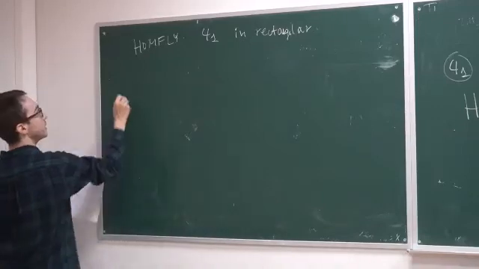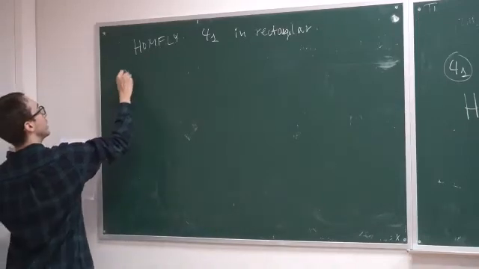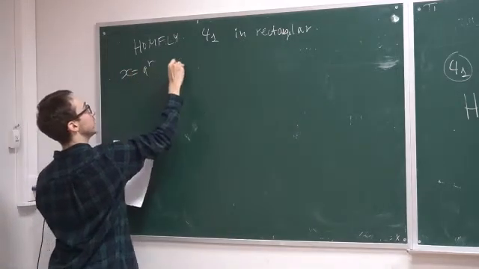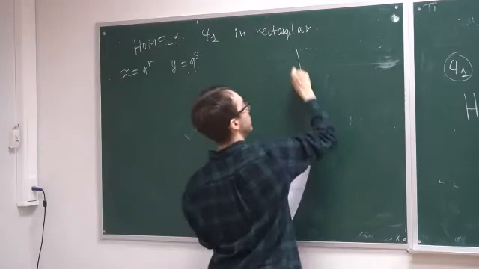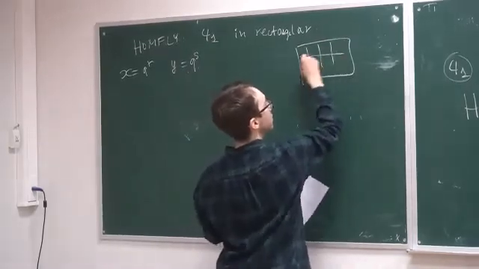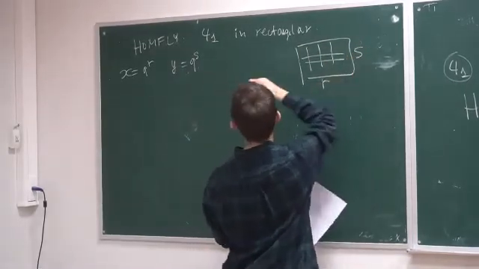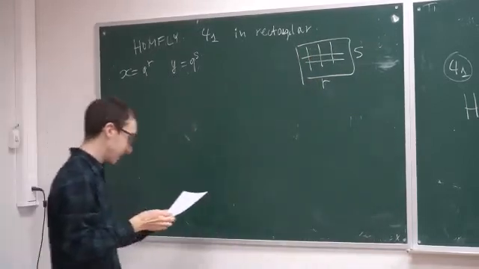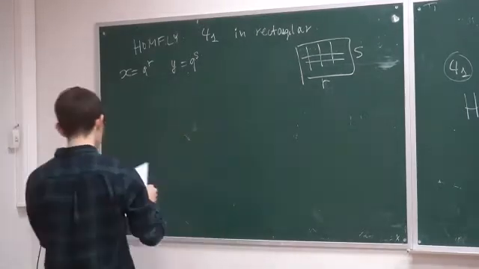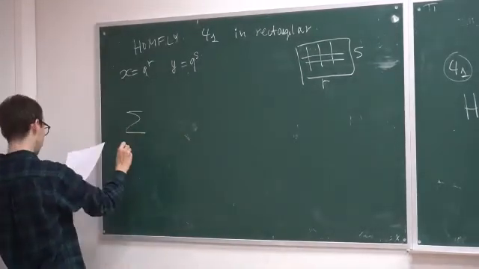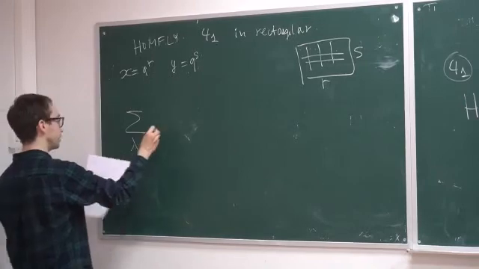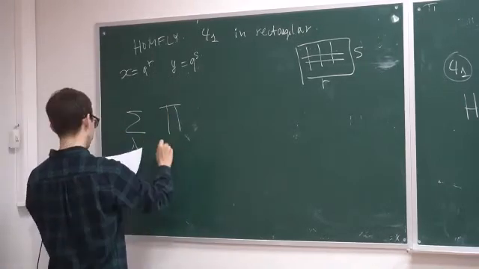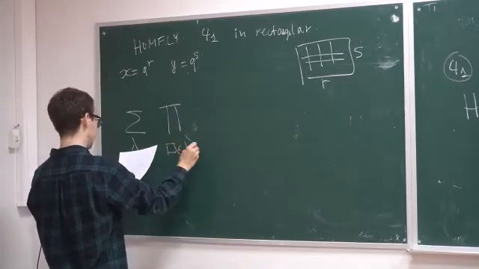It is the following. So if x is equal to q to r and y is equal to q to s, so we have Young diagram r times s. It is the simplest to state in rectangular representations. So then consider the following sum, which gives you complex polynomials. This is a sum over all Young diagrams, and here a product over boxes in the Young diagram.